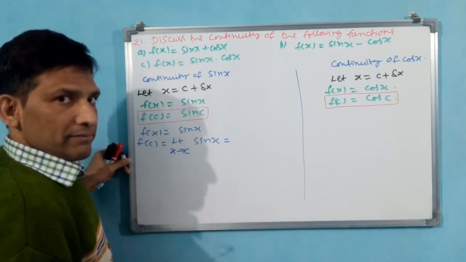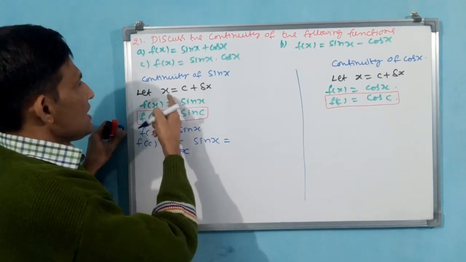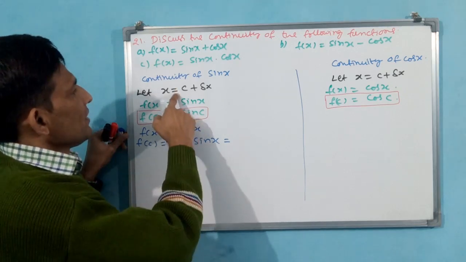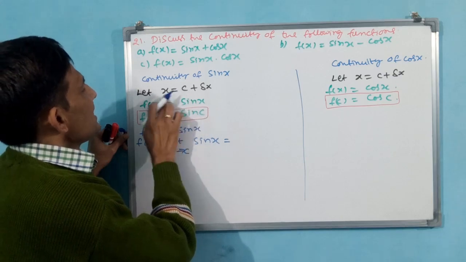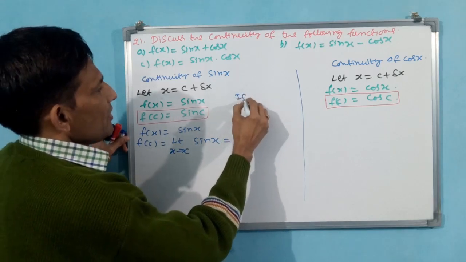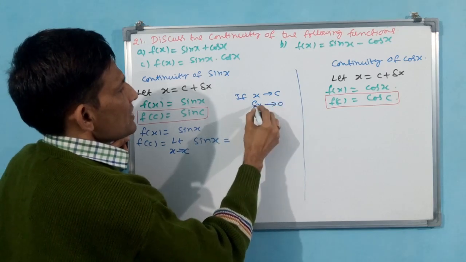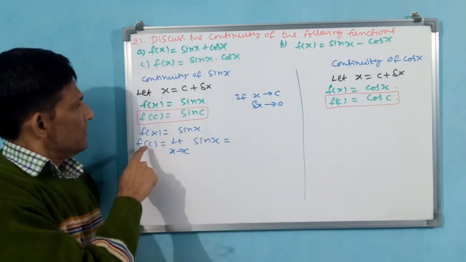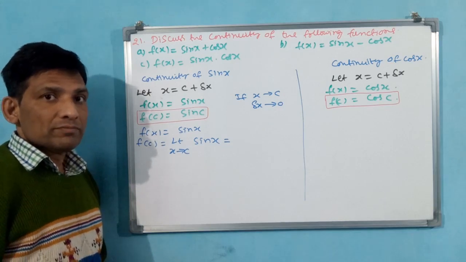That is equal to, x is equal to c plus delta x. See here, c I have replaced with delta x. x tends to c means delta x tends to what? If x tends to c, delta x tends to 0. Is it correct? First you observe this. If x tends to c, delta x tends to 0.